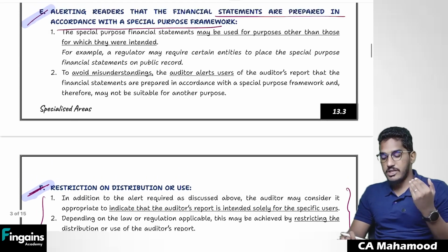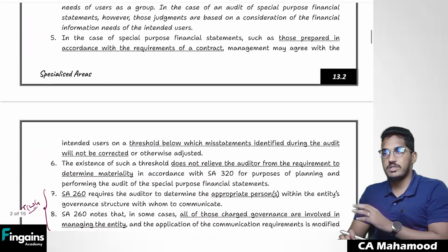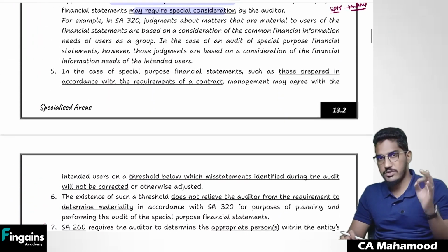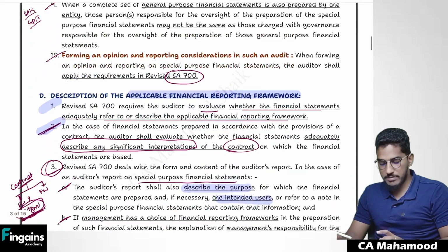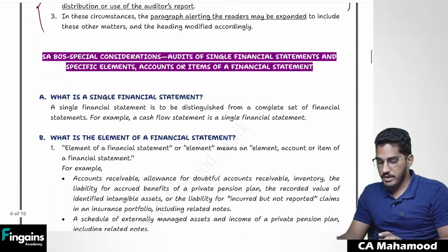So these are the special things which you need to keep in mind while conducting audit of the special purpose financial statements. That's all. This is what SA 800 is trying to communicate. Clear everybody? Simple standard, very easy standard. Clear?